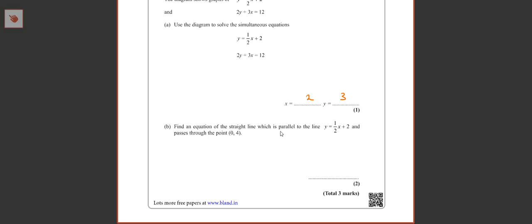Now, most of you went parallel, okay, that would mean the gradient is the same. So we should start with y equals a half x. So if you've got half x, that's one of those 2 marks. Yes. And then it goes through point 0,4. So that means 0,4 is where it crosses the y-axis. Yeah. Therefore, it's half x plus 4. Simple as that.